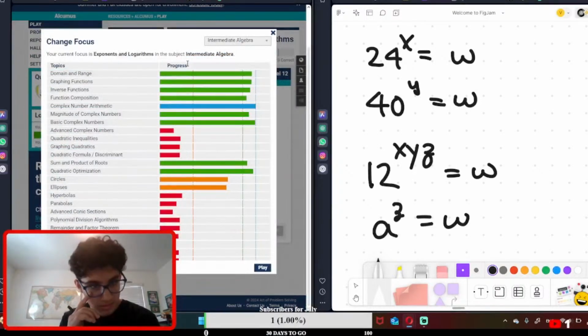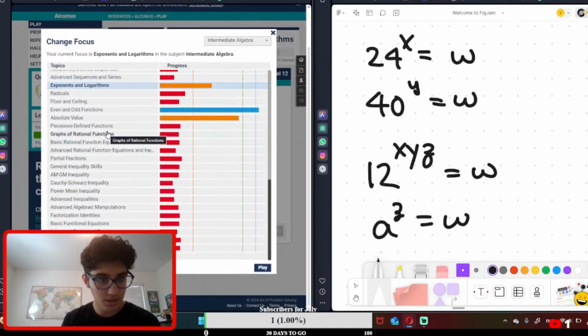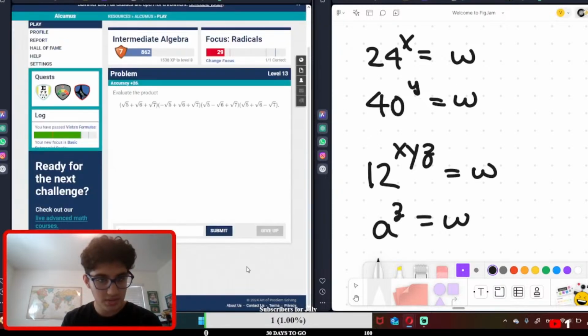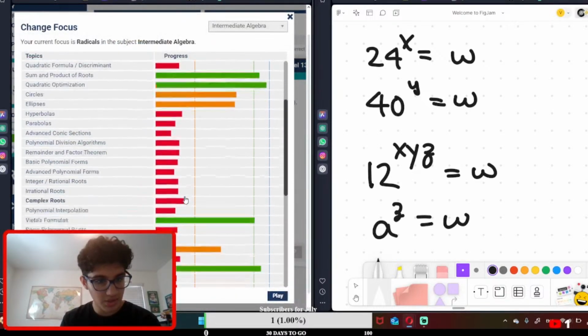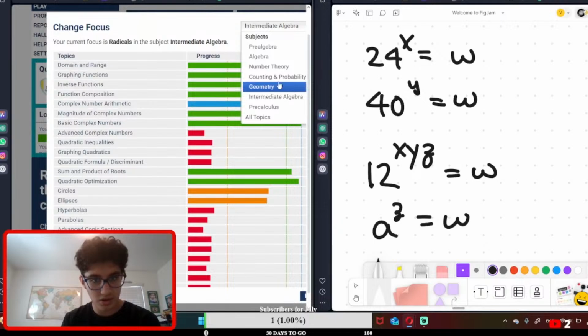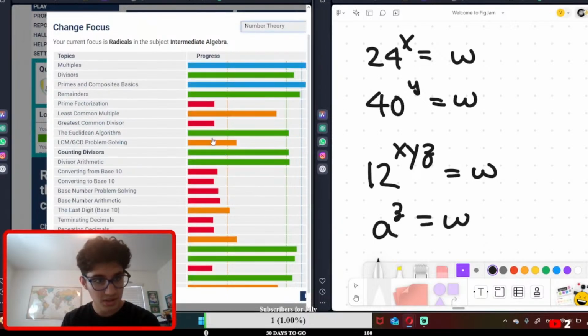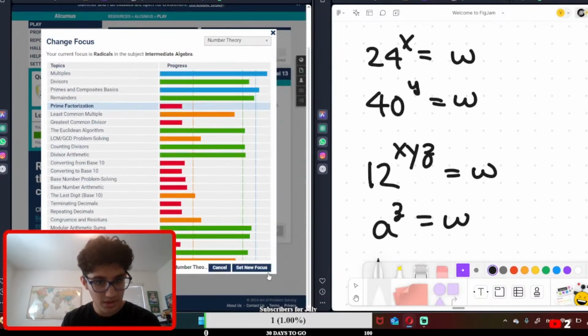I don't want to be like that, but we're still very far behind where we should be. So let's skip some of this. Let's take a look at radicals and see. No, not this one either. Just something where I can get a lot of questions done pretty easily. Okay, let's do prime factorization.